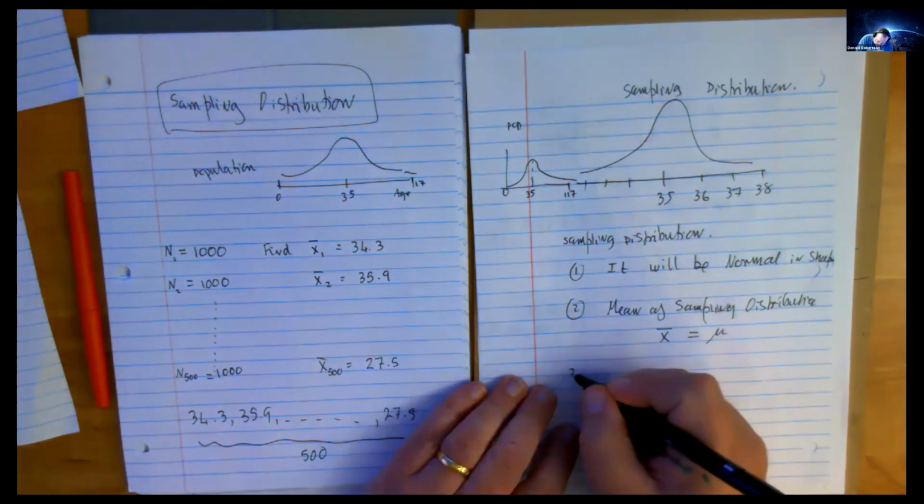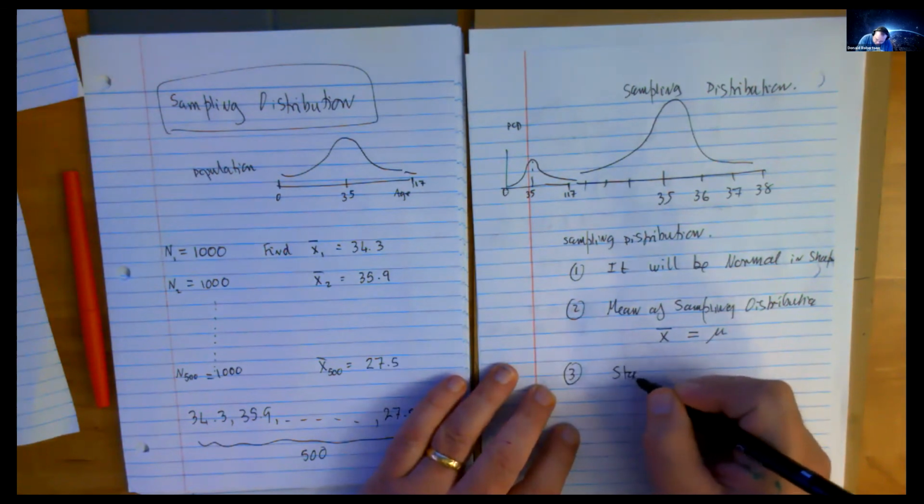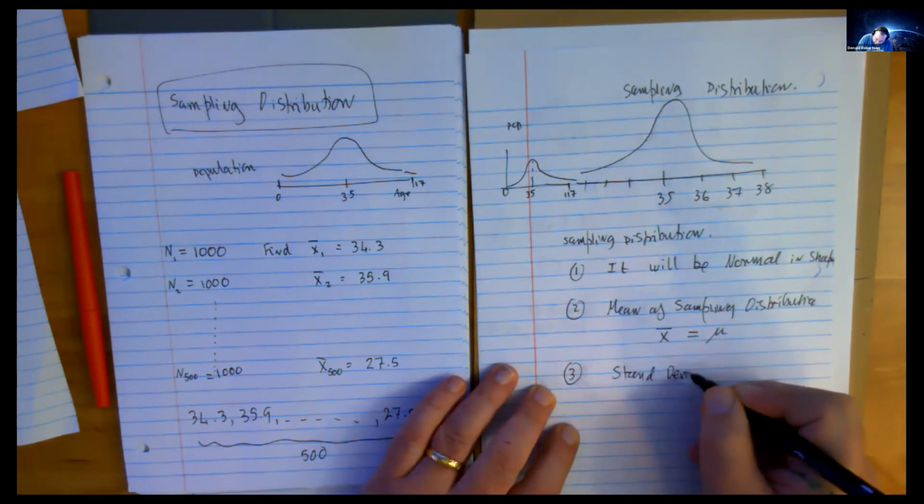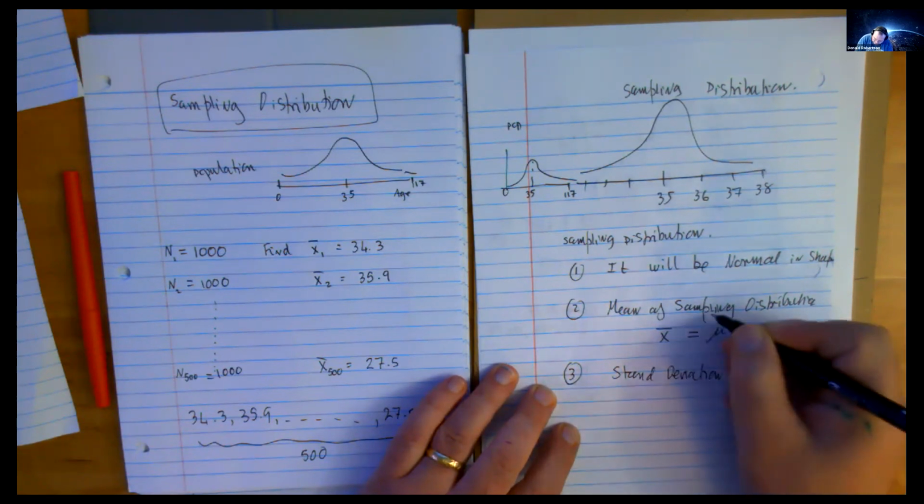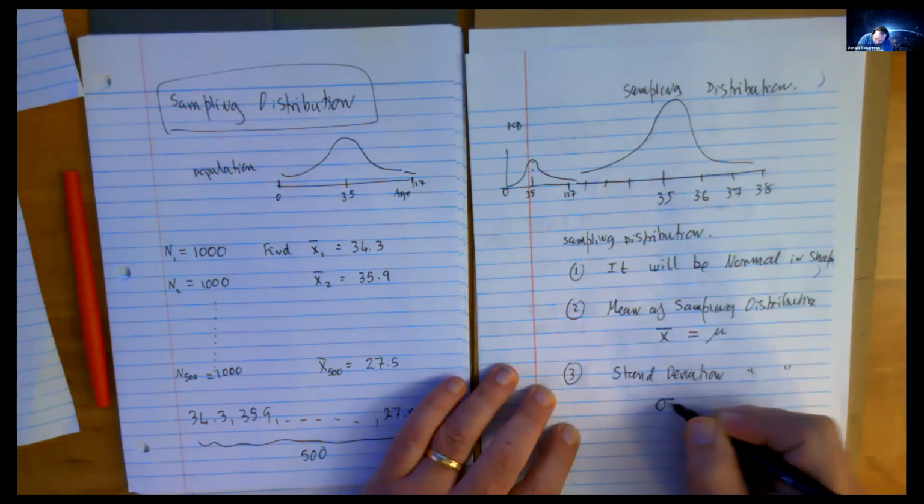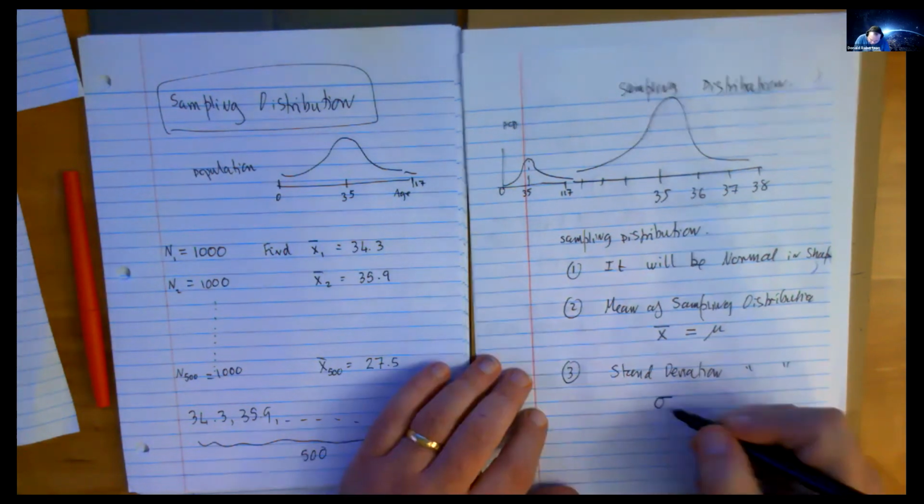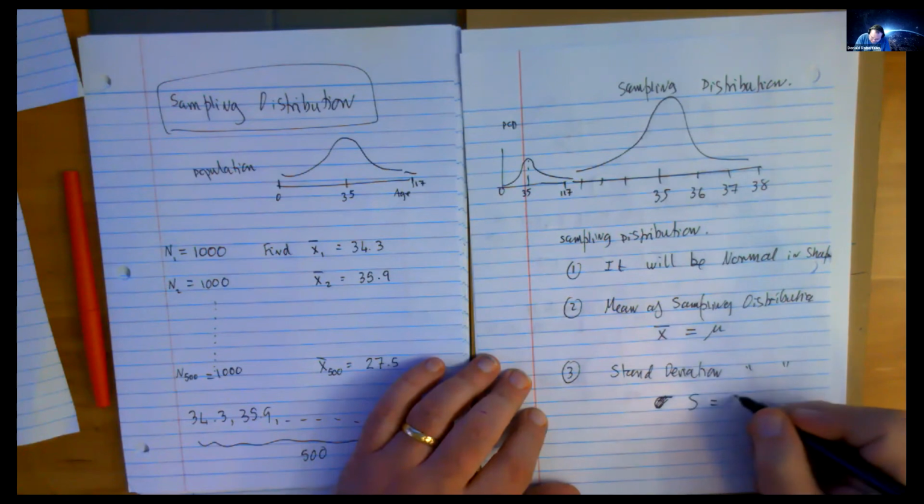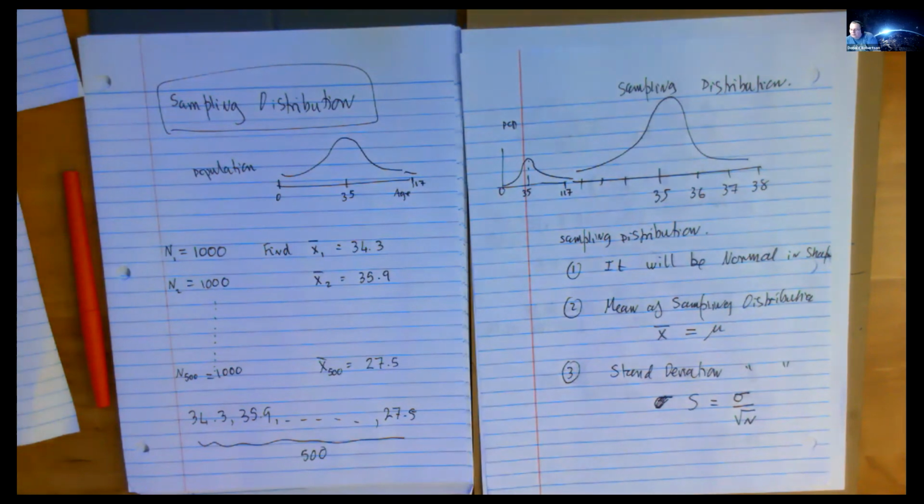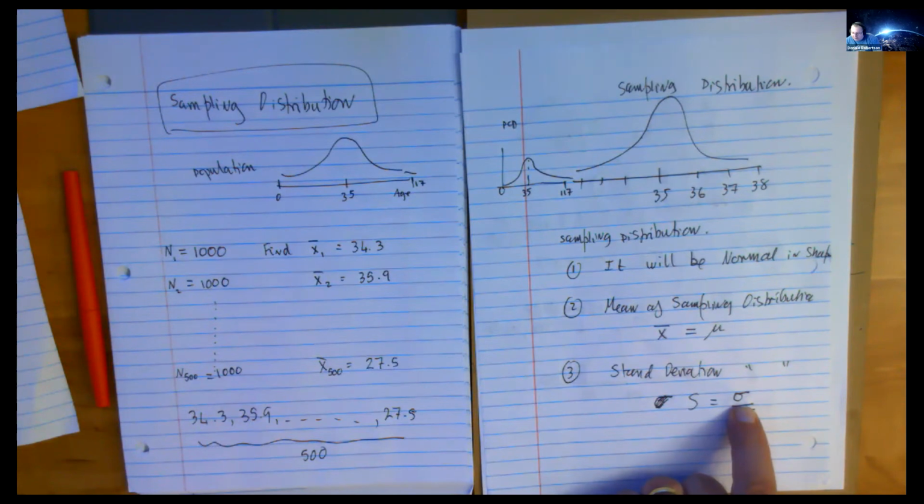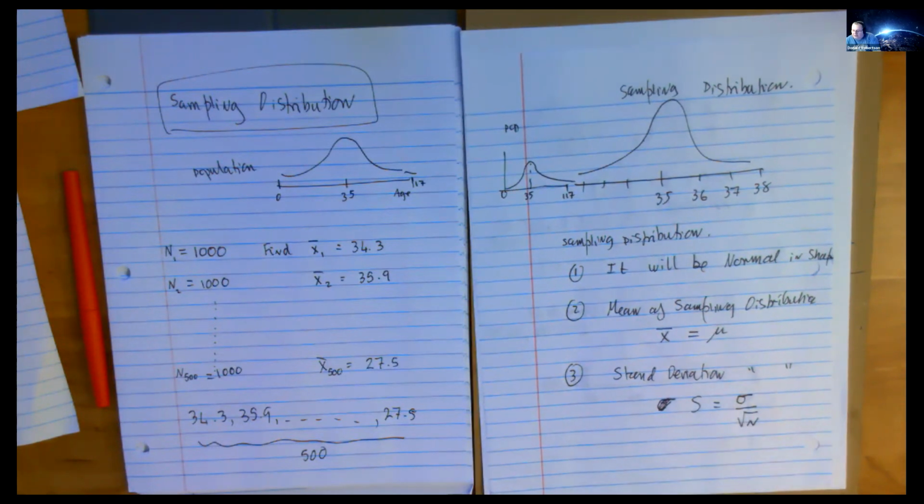Now, what you might not be able to predict is the standard deviation of it. And the standard deviation of the sampling distribution, darn it, I'm going to have to call it S, is equal to this fella. It's the standard deviation of the population divided by the square root of n. And that's just magic. It is because it is, right? You just accept it.